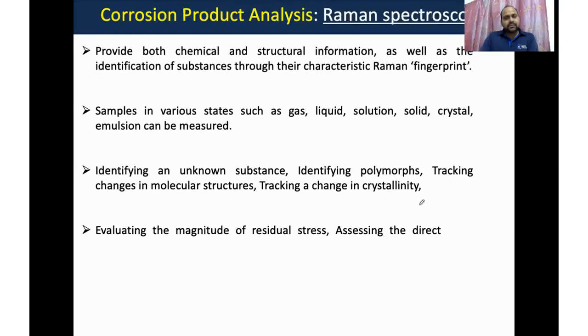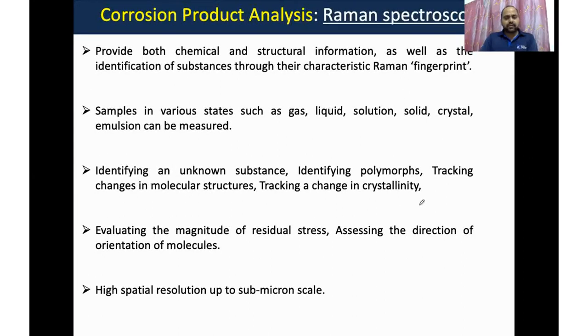And as you know, the Raman shift depends upon the phonon movement. If there is any kind of stress in the system, or stress in the lattice or a crystal, then we can easily identify it. So we can evaluate the magnitude of the residual stress, and assess the direction of orientation of the molecule. High spatial resolution up to the micron scale can even be achieved, meaning you can make your spot very small and identify a micron-size area, not a big spot in the sample. So this is also one of the good techniques to analyze corrosion products.